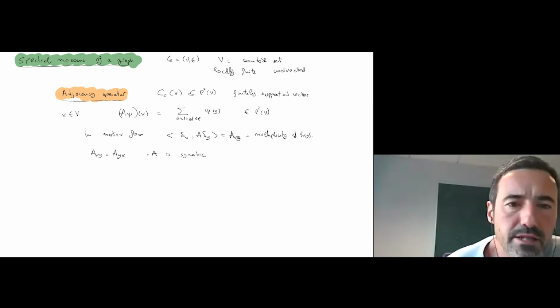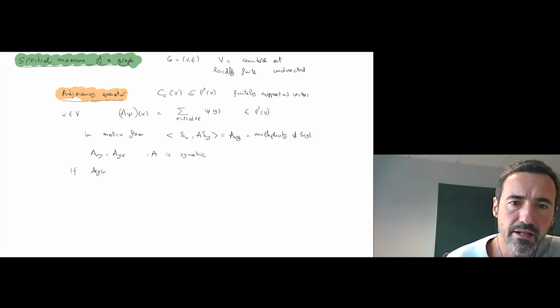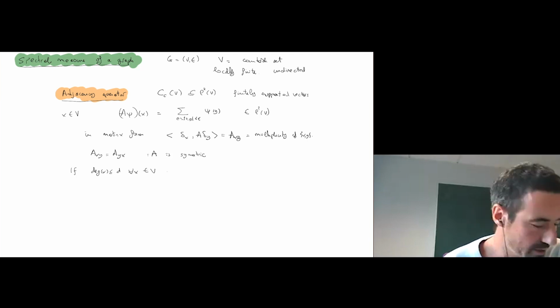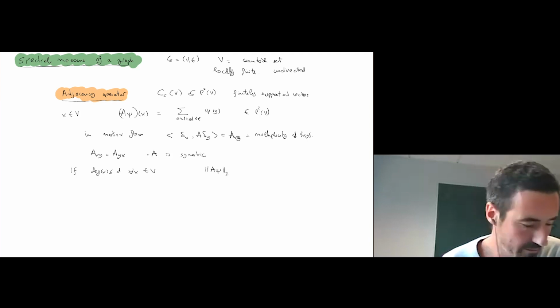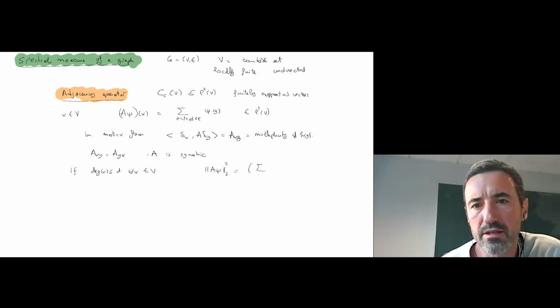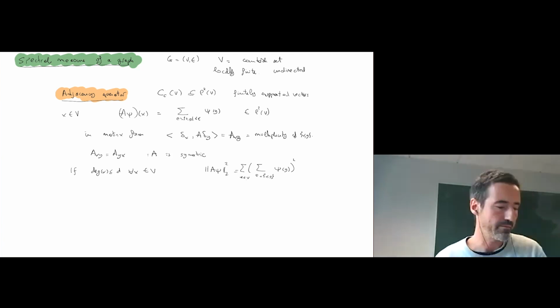Okay, so if your graph has bounded degree, so if the degree of x is less than d for all x, then A is in fact a bounded operator. Okay, so this is easy to check. You can even bound its norm. If you look at the L2 norm squared, what is that? It's a sum over x of the sum over all y of, maybe I should write, edges equal to xy of psi y, squared.